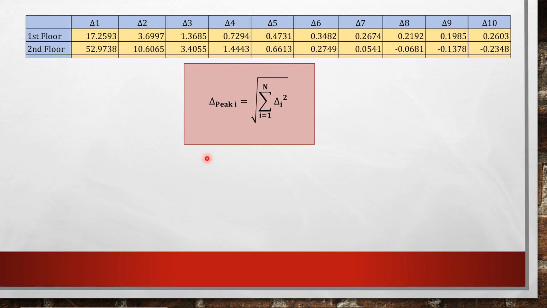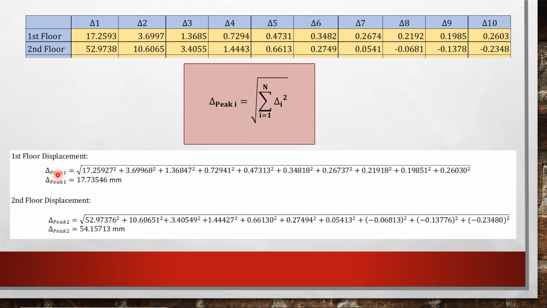Following this formula, ito, first floor displacement, delta peak i is equal to the square root of the squares of each floor, each mode na displacement. So, dito sa first floor mode 1, 17.25927 squared plus mode 2 first floor 3.699682, third mode first floor 1.36847 squared and so on.